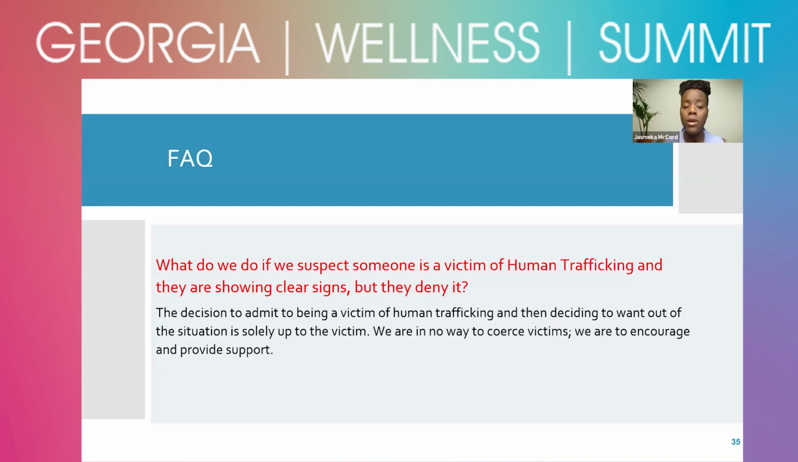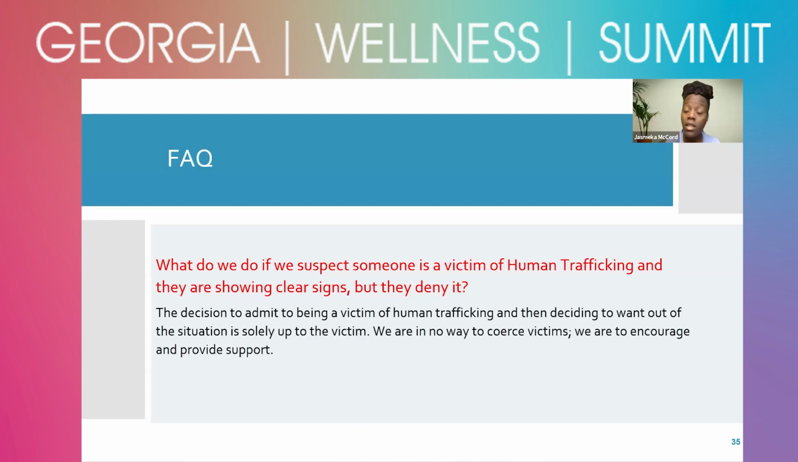Another frequently asked question is, what if we do suspect someone is a victim of human trafficking? They're showing clear signs, but they deny it. Unfortunately, the decision to admit to being a victim is up to the victim themselves. And then sometimes they may admit to being a victim, but are not safe with getting out of that situation. You reassured them as much as possible. You validated them as much as possible. You've talked about the resources that are out there, but they still decide that they do not want to get out at this time.